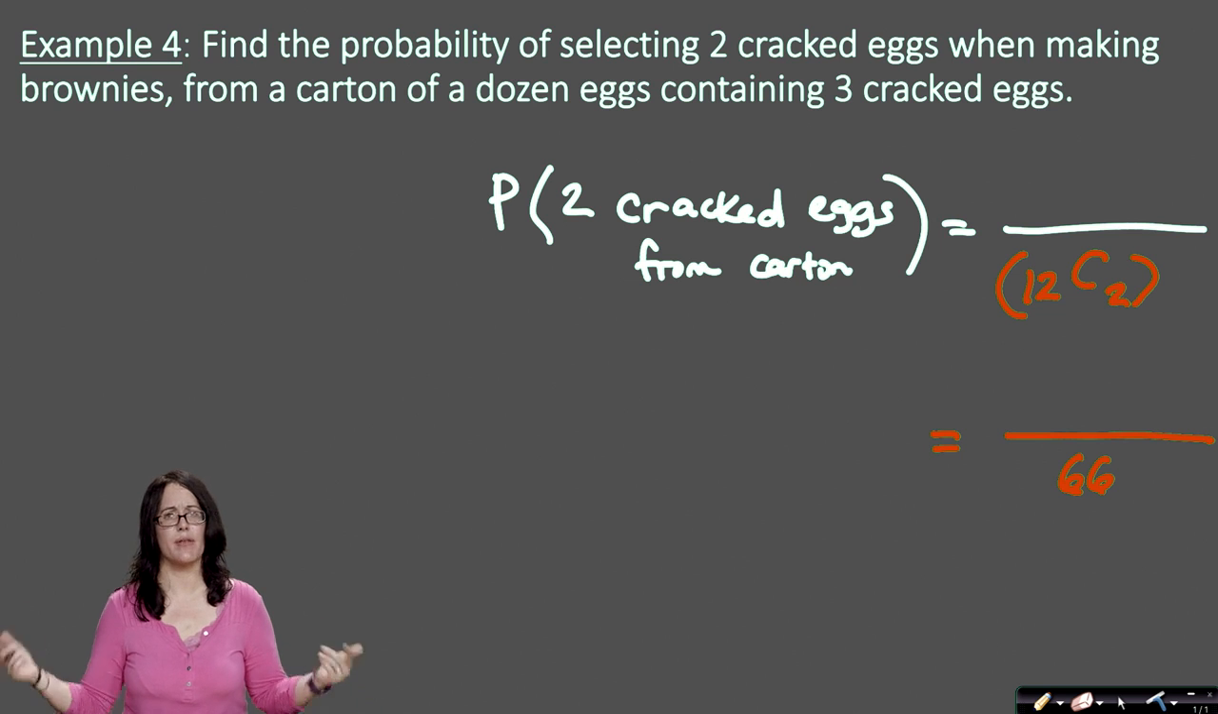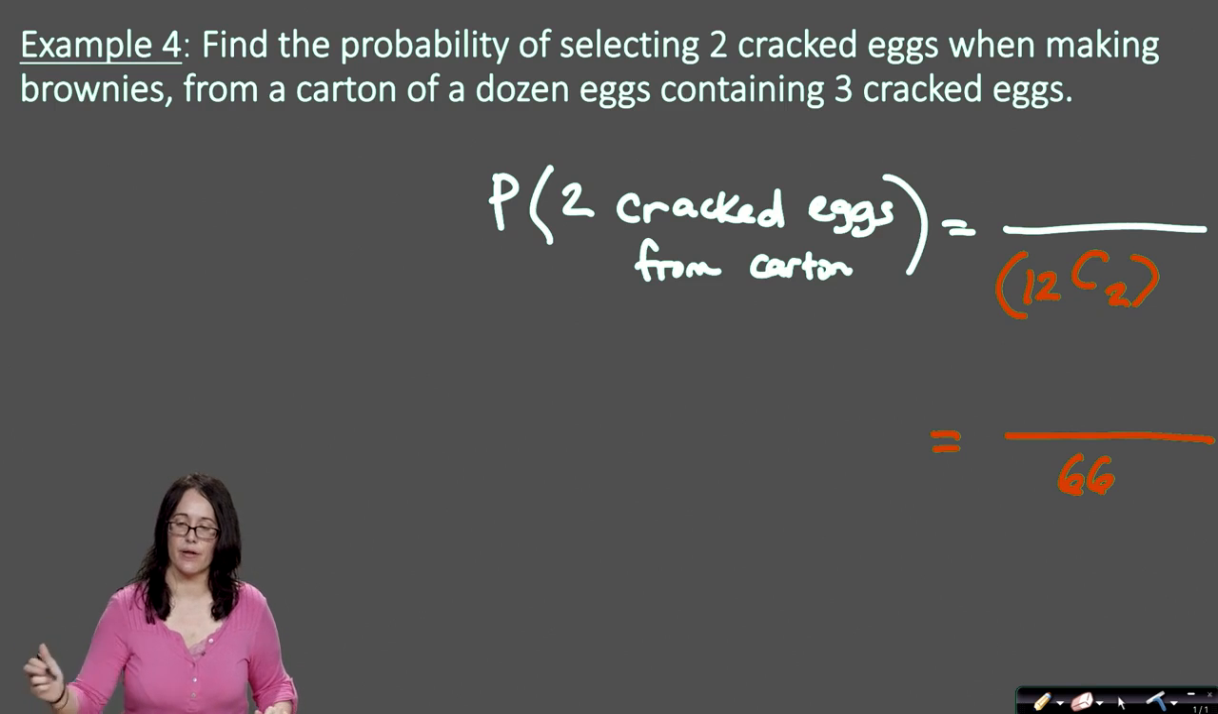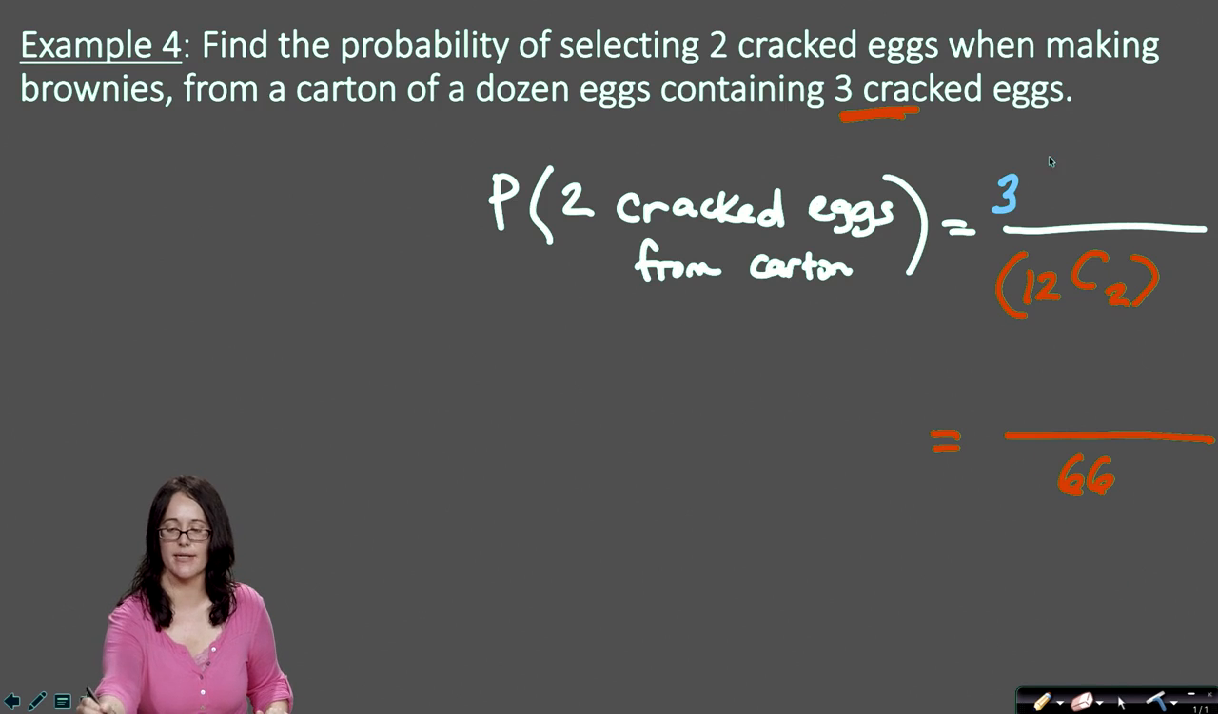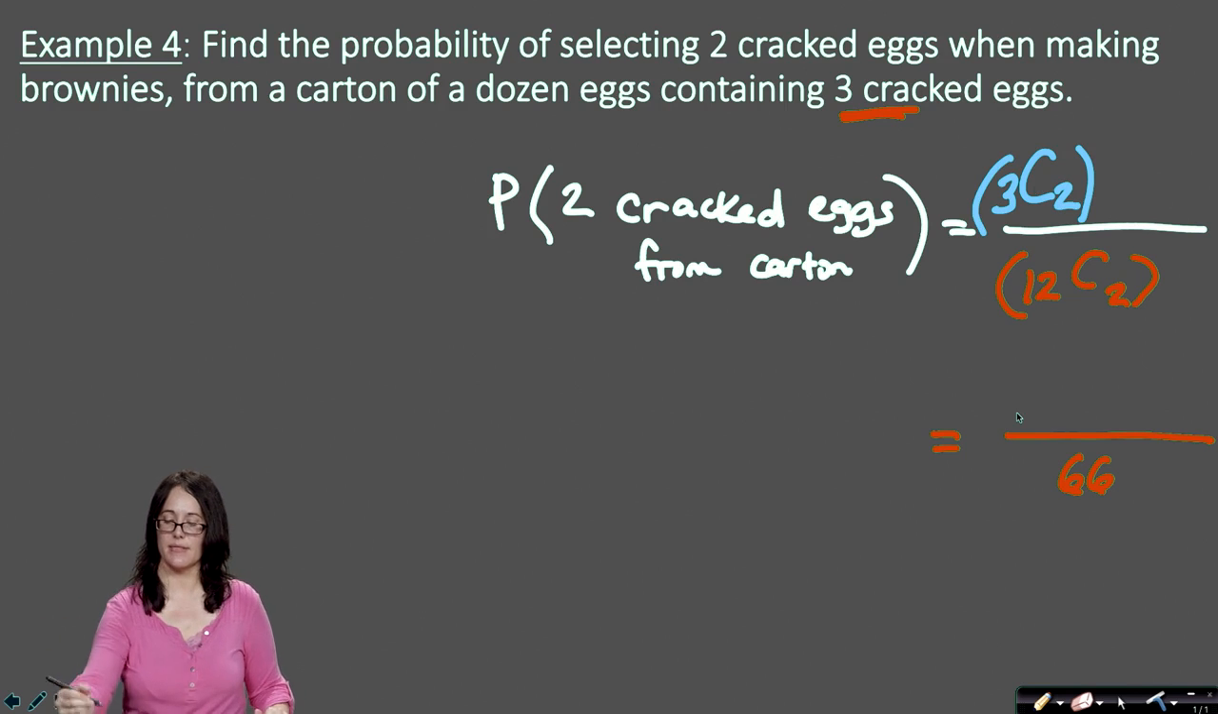Well, that's where we put the number of ways that what we would like to happen. I mean, in this case, we don't want to have cracked eggs, but we're saying how likely that is to happen. Well, from the cracked egg category, there were 3 of them, right? There were 3 cracked eggs. So we're saying that we're going to take those 3 cracked eggs and choose how many of them? Unfortunately, 2, okay?